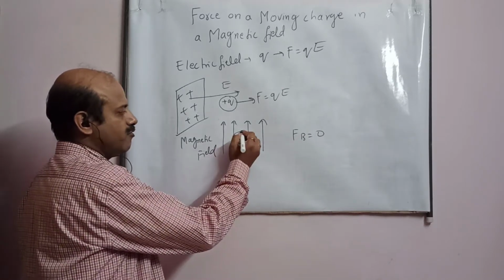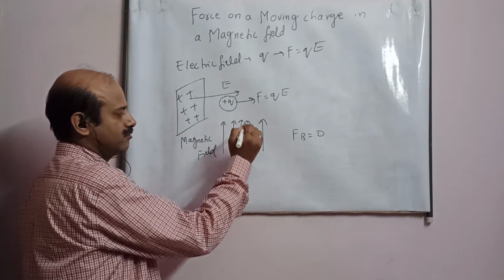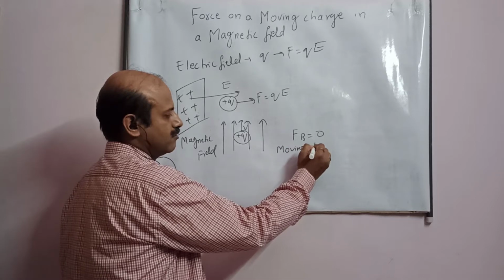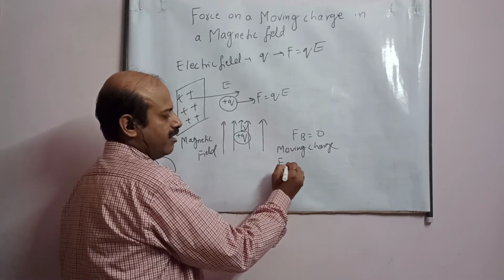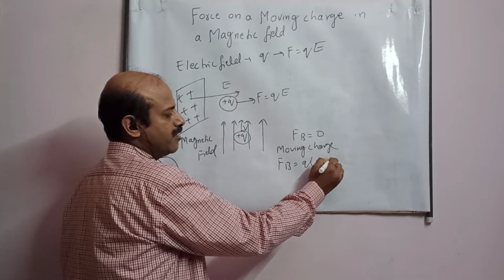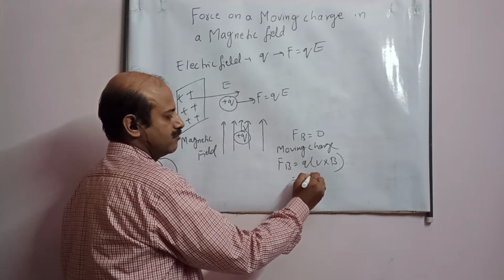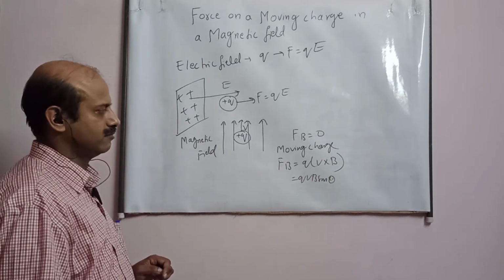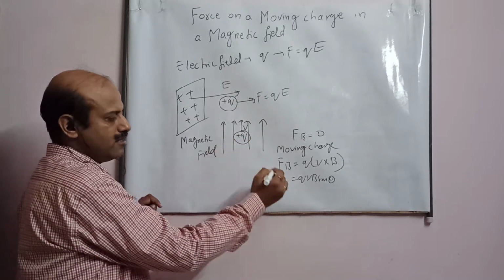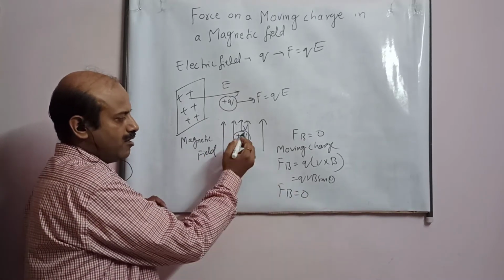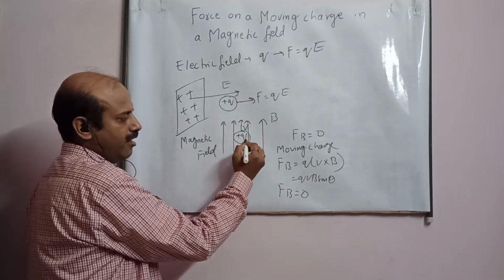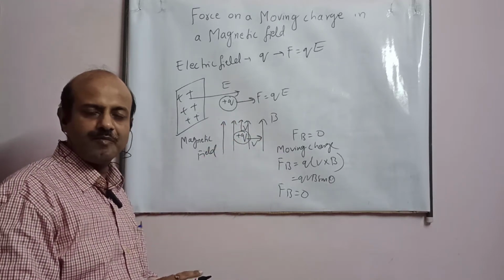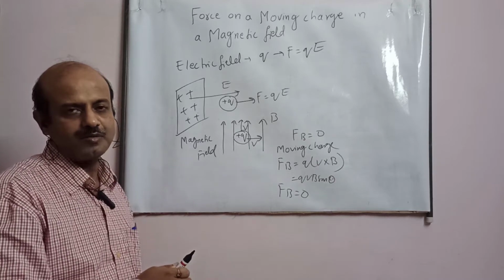But as soon as the charge starts moving, the magnetic field exerts force given by the formula which we have already studied. But in this case, student, again the force will be 0 because it is moving parallel to the magnetic field. If it starts moving in this direction, then there will be a force. And you can find out by right hand rule.